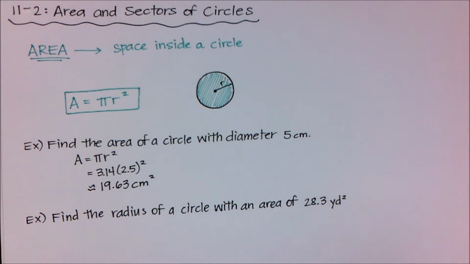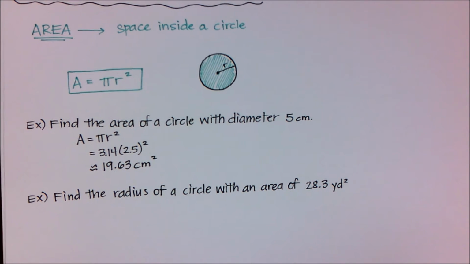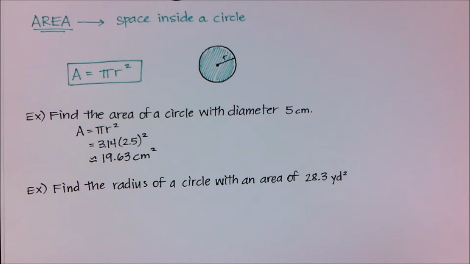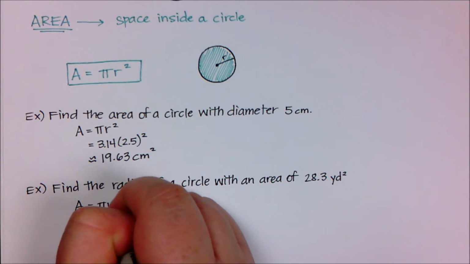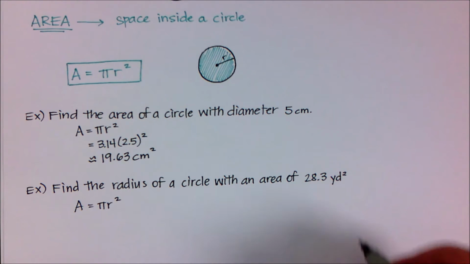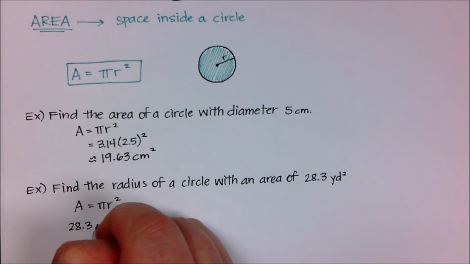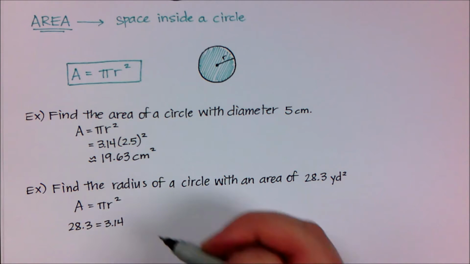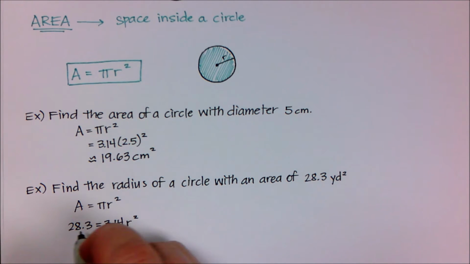The next example that I'd like you to try is to find the radius of a circle with an area of 28.3 yards. So let's write again our formula. Area equals pi times r squared. This time we know the area is 28.3, but we do not know the radius. So let's plug in our 3.14 and leave it as radius squared. Divide both sides by 3.14.